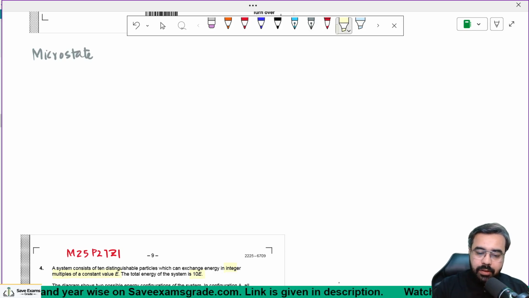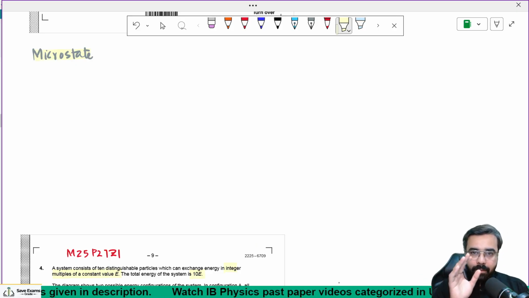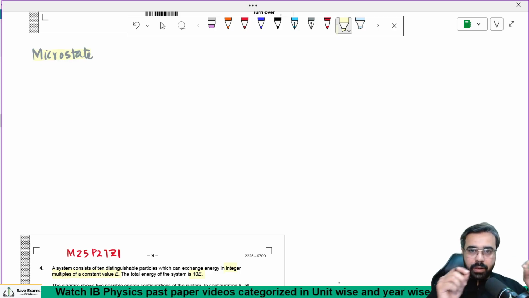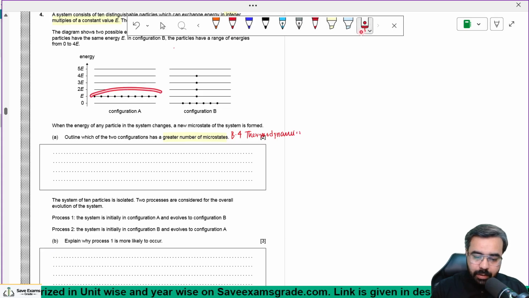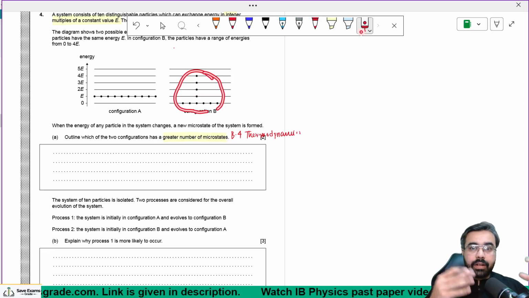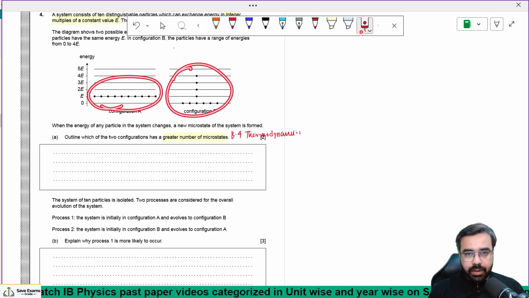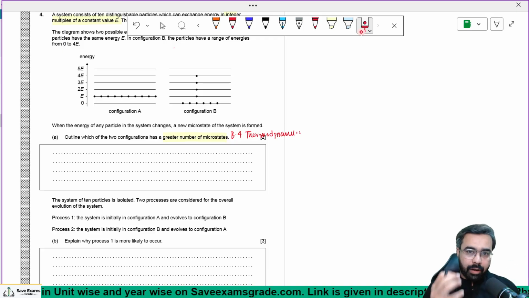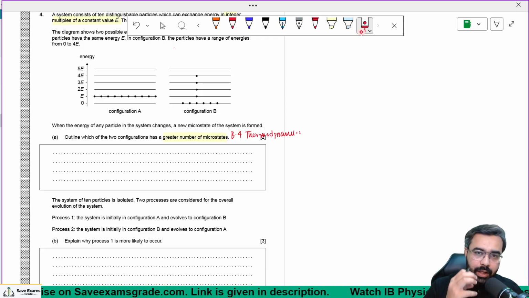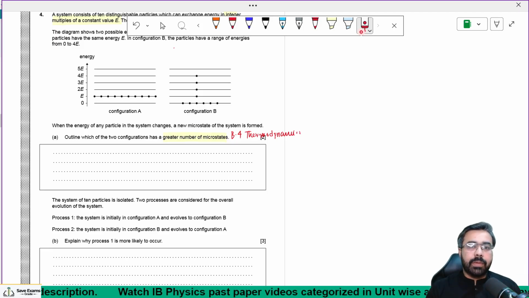Microstates are all the possible ways in which you can distribute the energy among these particles. For example, in this diagram you see that all of these particles have uniform, same energy. But in the other, all of these particles have different energies. So this is one configuration and this is another configuration. We will see how many more possible ways we can derive out of these configurations in which we can give the energy to the particles. But remember one thing, the total energy sum should be 10E.